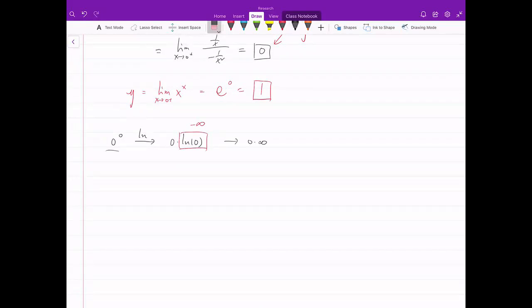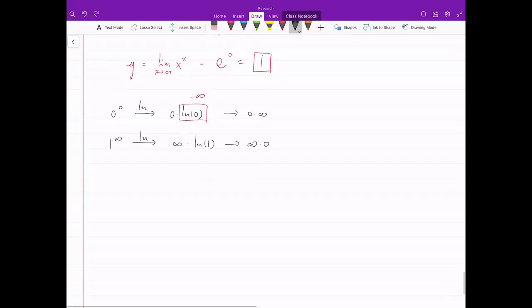Okay. Wait a second. We have this indeterminate. Should we also take ln? Of course. What is ln 1? 0. So we have infinity times 0. Again, the 0 times infinity case we can handle.